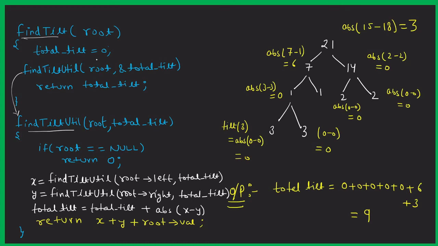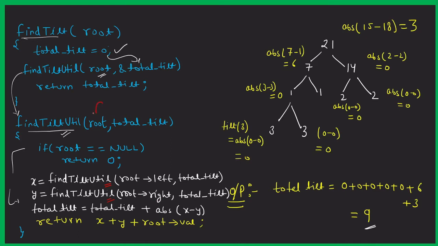So this find tilt is actually having one variable, total tilt, and this total tilt will be our output variable, which will be storing the total tilt of the whole tree. And this is calling this function with the root of the tree and this variable. So we are passing this variable. Here we are using recursion. So two recursive calls are written, one with root arrow left and one with root arrow right.